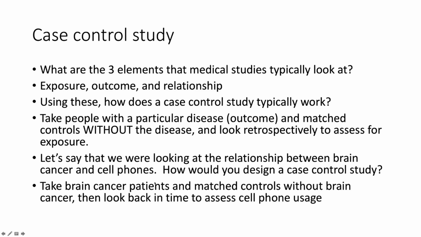So we have brain cancer patients, and then we have matched controls, right? Ideally you would match on as many things as possible, like age, sex, gender, whatever, to try to control for those other variables. And so you have brain cancer patients and then matched controls without brain cancer. So these are the outcomes.